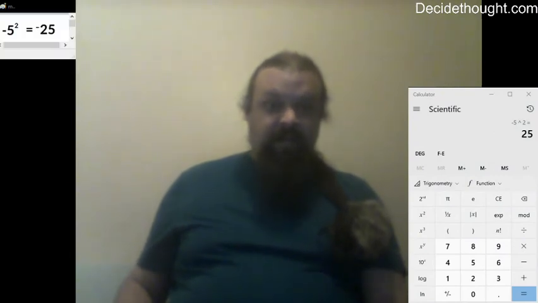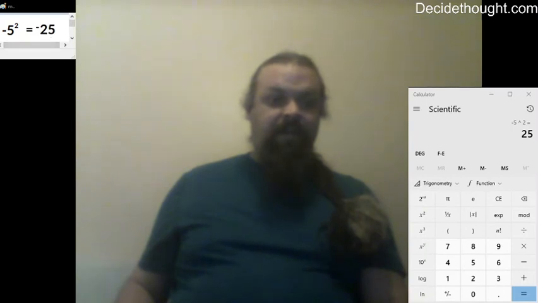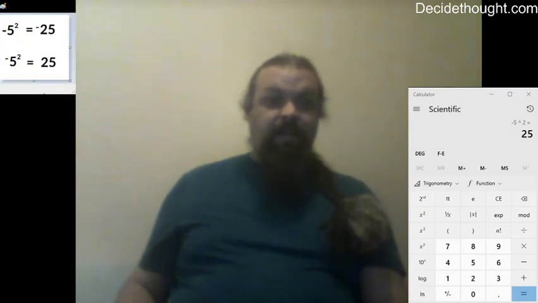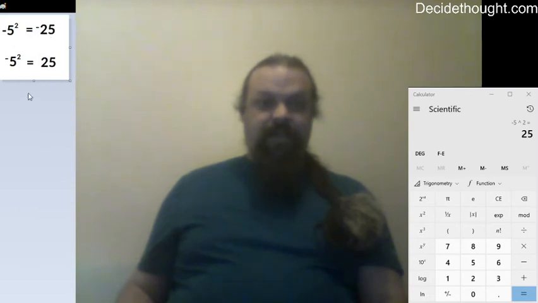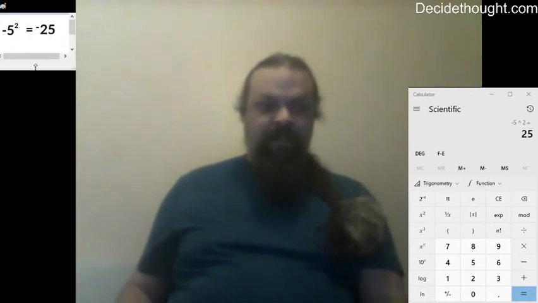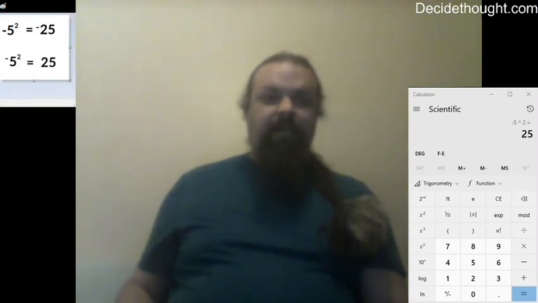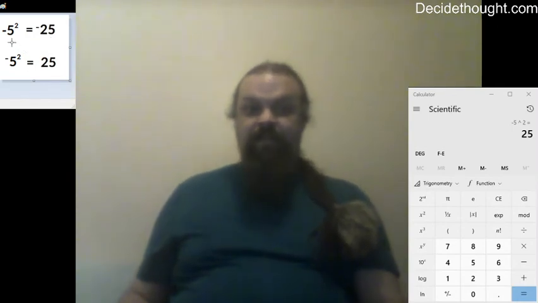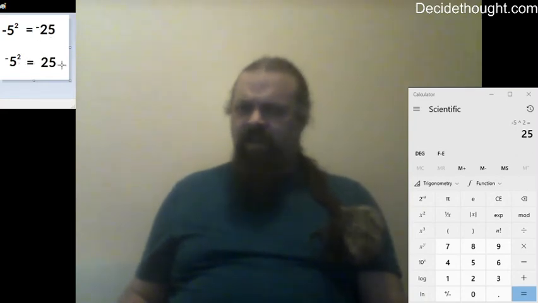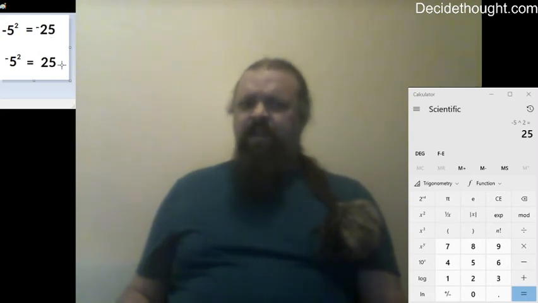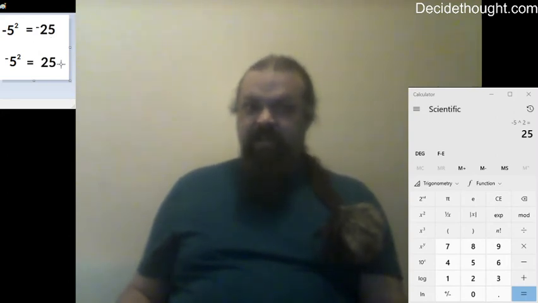So here we have the two formulas. Negative of 5 squared equals negative 25, and negative 5 squared equals positive 25. What is the written difference? Well, take a look at the symbols.